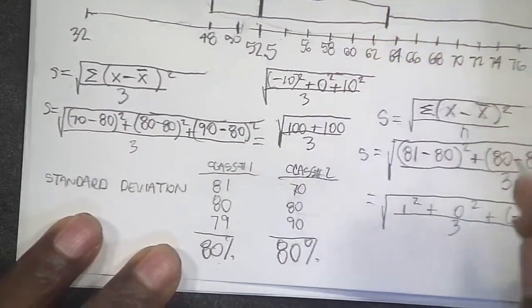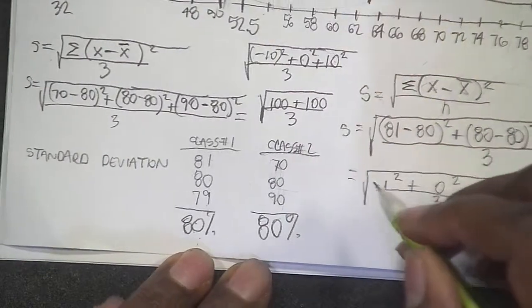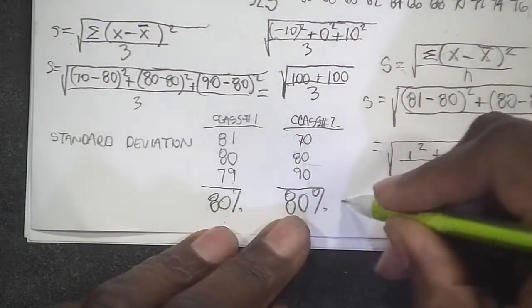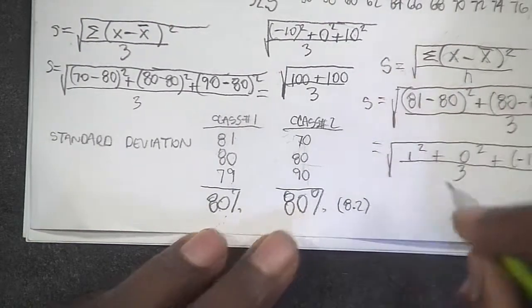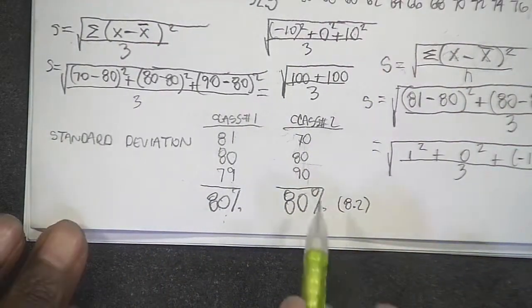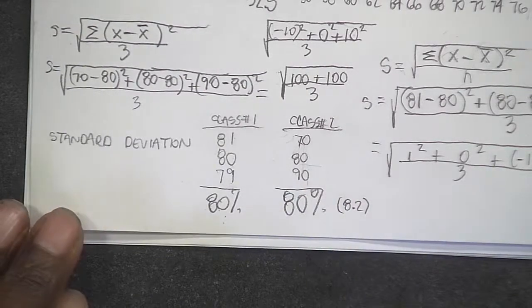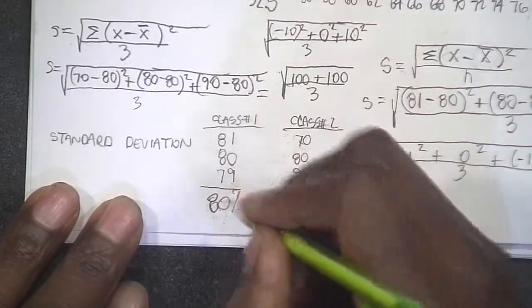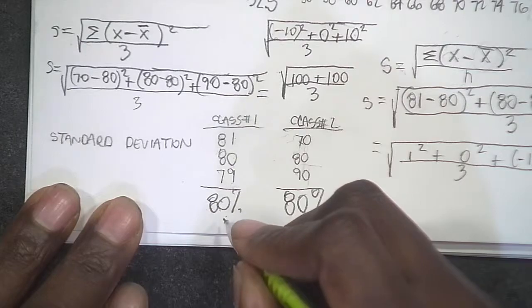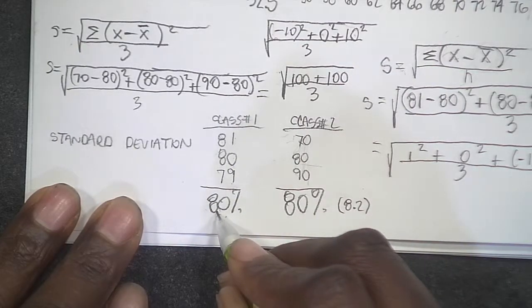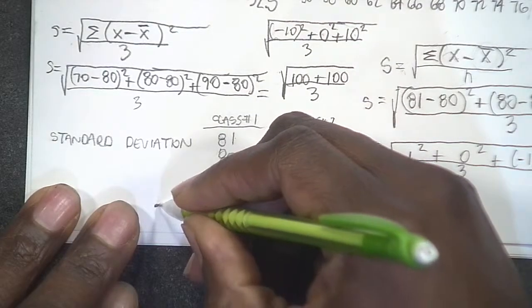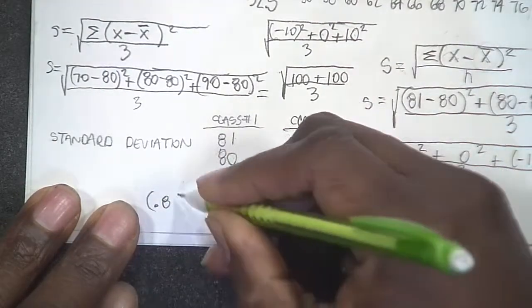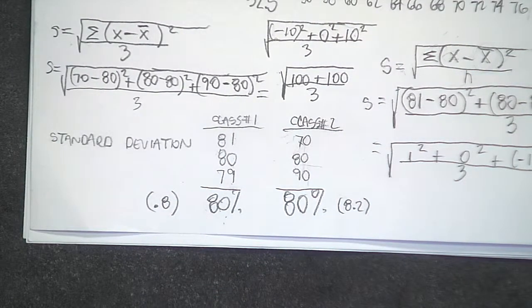So this standard deviation is 8.2. Here, for one class, I'll put the standard deviation in parentheses. The mean was 80%. The standard deviation was 8.2. Here, for the first class, the mean was 80%, and the standard deviation was 0.8.